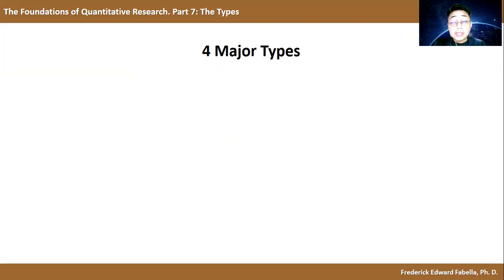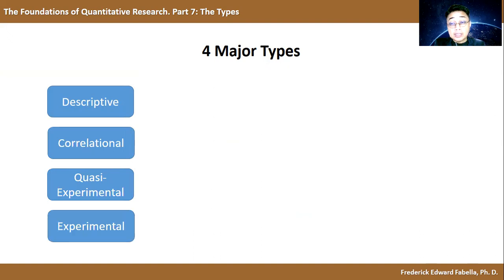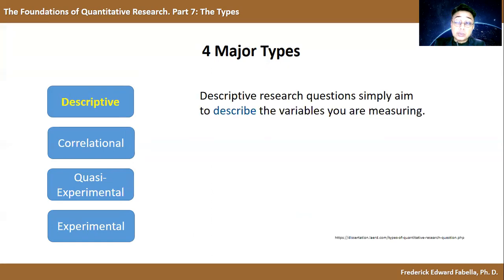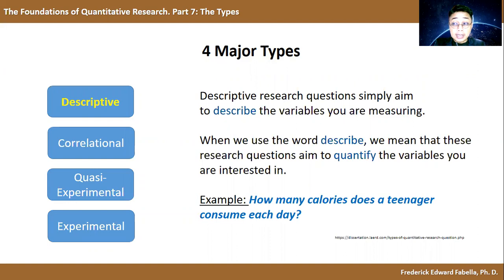Now, there are four major types of quantitative research. The first one is descriptive, and then you have correlational, and then you have quasi-experimental, and then you have experimental. So let's consider the descriptive type first. So, descriptive research questions simply aim to describe the variables you are measuring. When we use the word describe, we mean that these research questions aim to quantify the variables you are interested in. Okay? So, example, how many calories does a teenager consume each day?